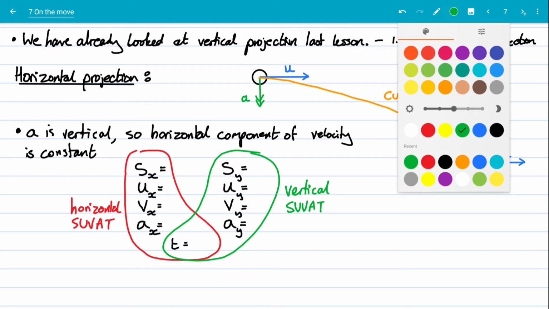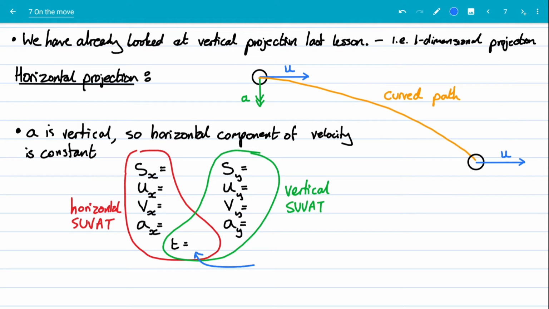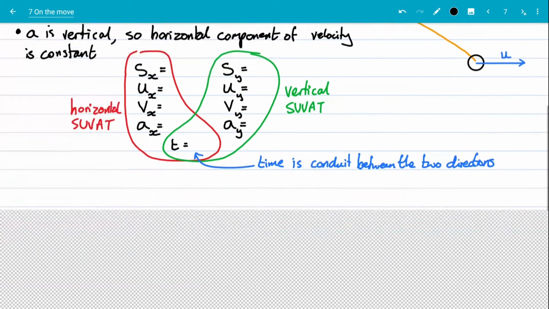And in the middle, this section here, time is, and I like to call it the conduit between the two directions. What do I mean by that? Well, I mean that you can calculate the time vertically and then use that horizontally. So let's get an example of a horizontal projection, and we will calculate how far horizontally the object has moved by using information from the vertical.